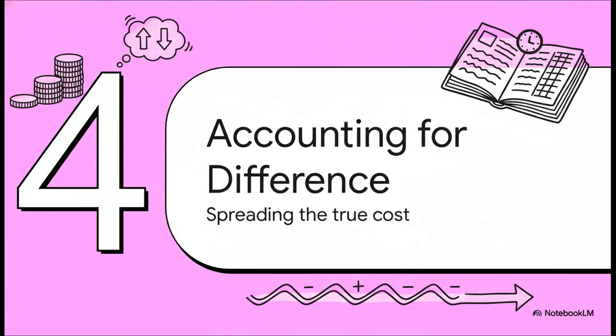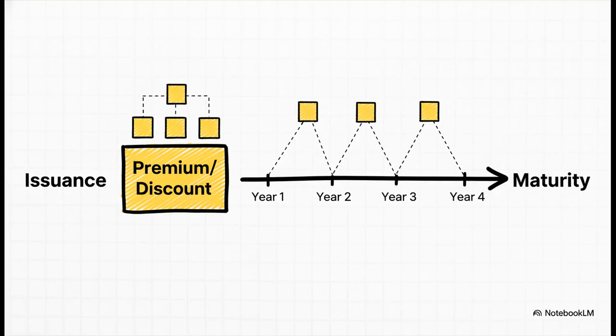Okay, so a company might get more or less cash than the bond's face value. How on earth do accountants deal with that extra premium or that discount? I mean, they can't just call it a one-time profit or loss, right? Exactly.